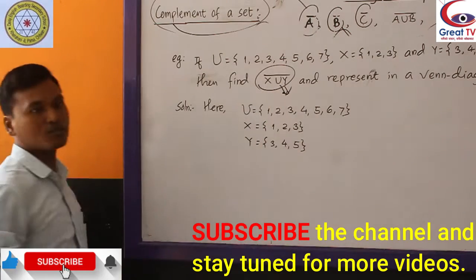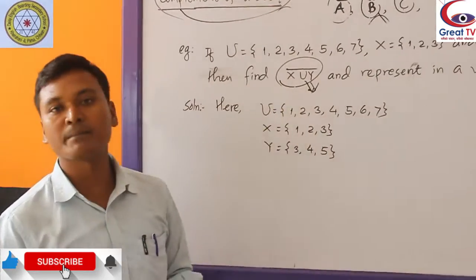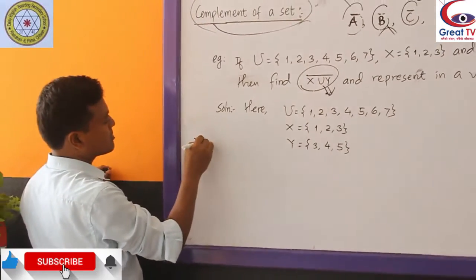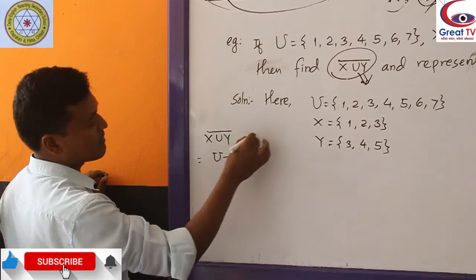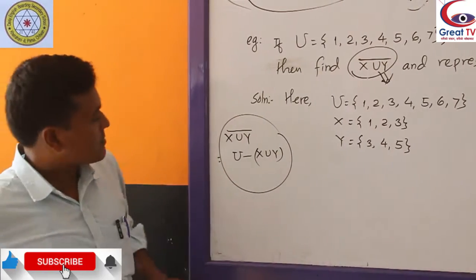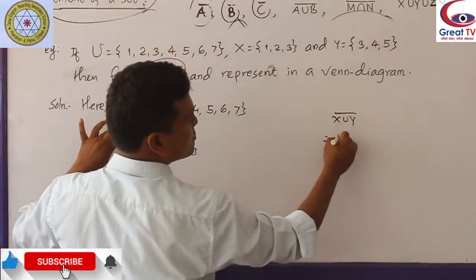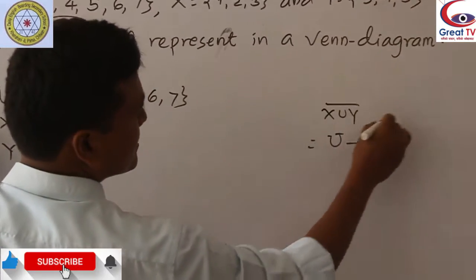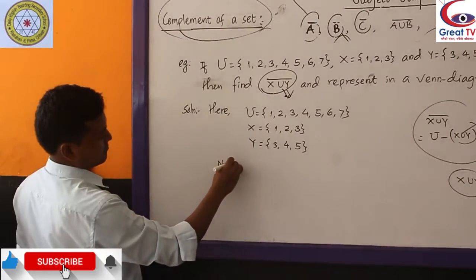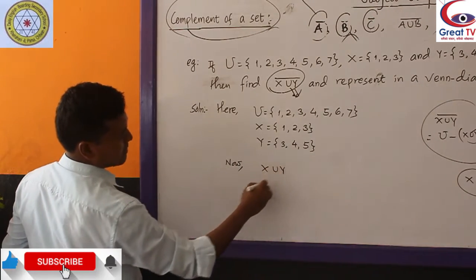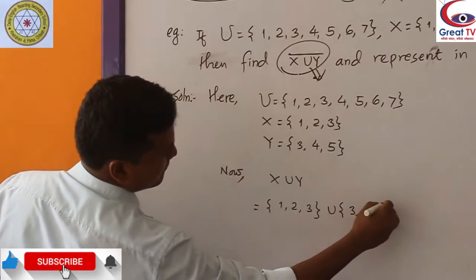Let us find X union Y complement. As we know, A complement means U difference A, B complement means U difference B, C complement means U difference C. Similarly, X union Y complement means U difference X union Y, U minus X union Y. So let us find X union Y first. X is 1, 2, 3, union Y is 3, 4, 5.